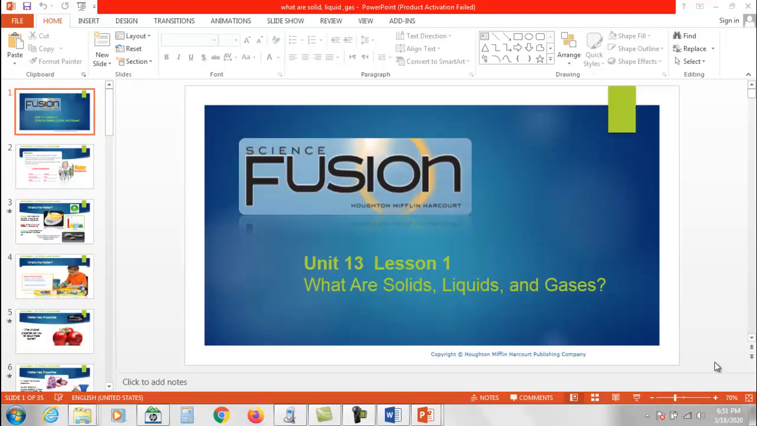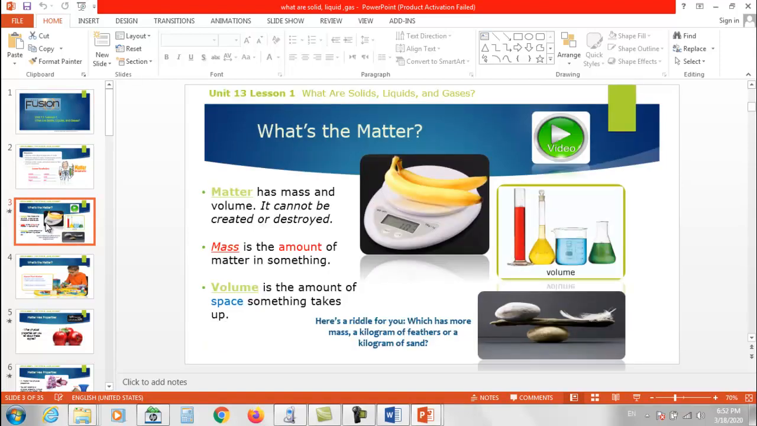Good morning, everyone. Today we will start to solve our revision sheet for grade 5. But at the beginning, we will make a quick revision about the first lesson and the two lessons. First of all, lesson 1 talked about solid, liquid, and gases. What is the difference between solid, liquid, and gases?